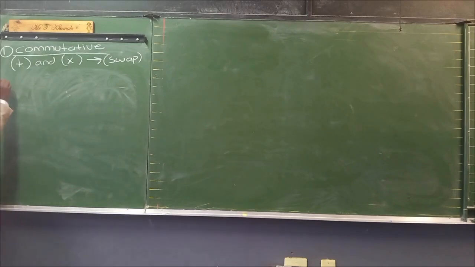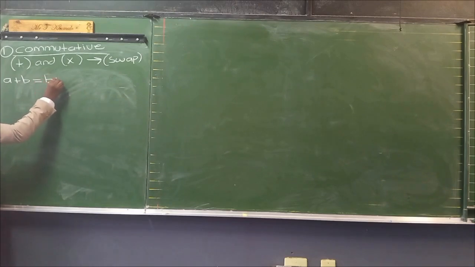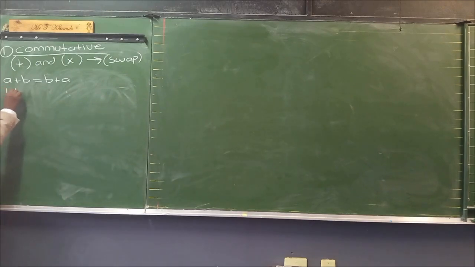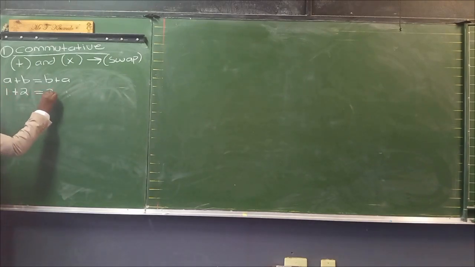To explain it further using variables and numbers, a plus b is equal to b plus a. So we can swap the numbers around and still get the same answer. As an example, 1 plus 2 is still the same as 2 plus 1, which will give us 3. So when we add numbers, we can swap them around and still get the same answer.